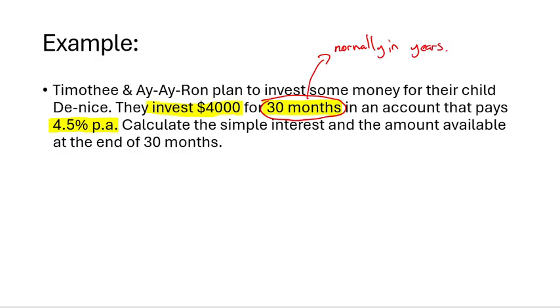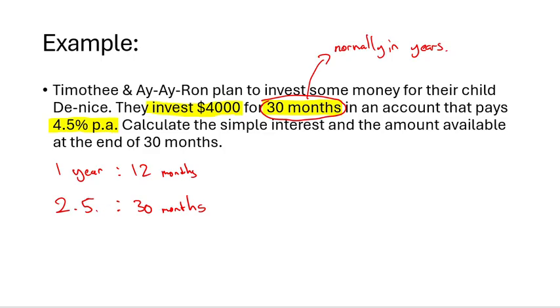The thing is, they gave it to us in months. So what we need to do is convert from months into years. So find how long 30 months is, but in year format. So we know that 1 year is 12 months. Now we need to find how long 30 months is in years. So that's actually 2.5 years.